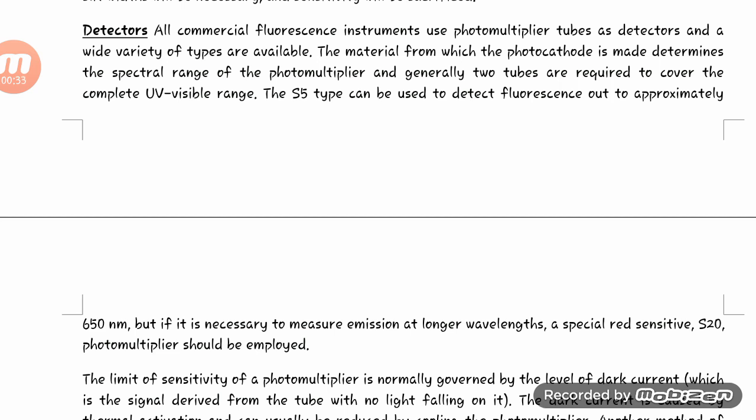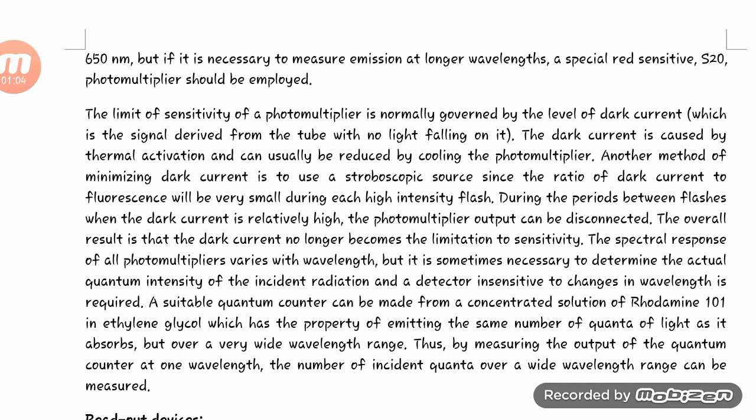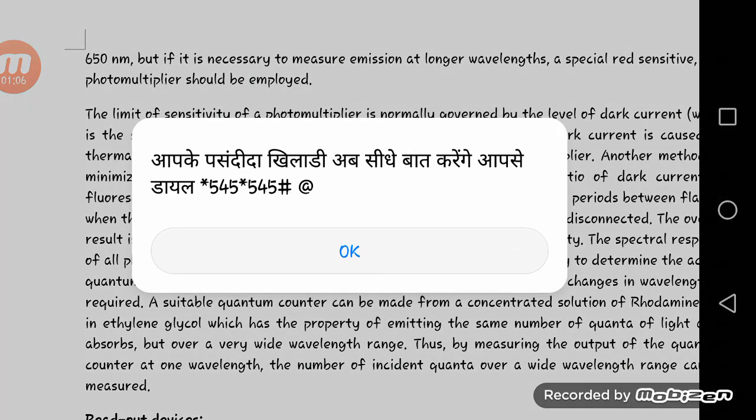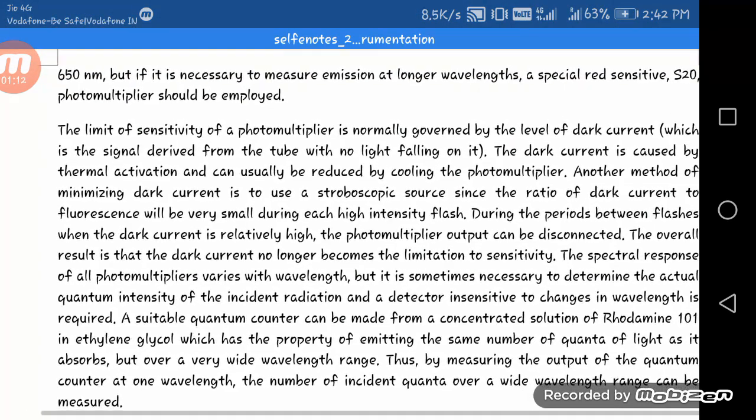All commercial fluorescent instruments use a photomultiplier tube as a detector, and a wide variety of types are available. The material from which the photocathode is made determines the spectral range of the photomultiplier, and generally two tubes are required to cover the complete UV visible range. The S5 type can be used to detect fluorescence out to approximately 650 nanometers, but if it is necessary to measure the emission at long wavelength, a special red sensitive photomultiplier should be employed.